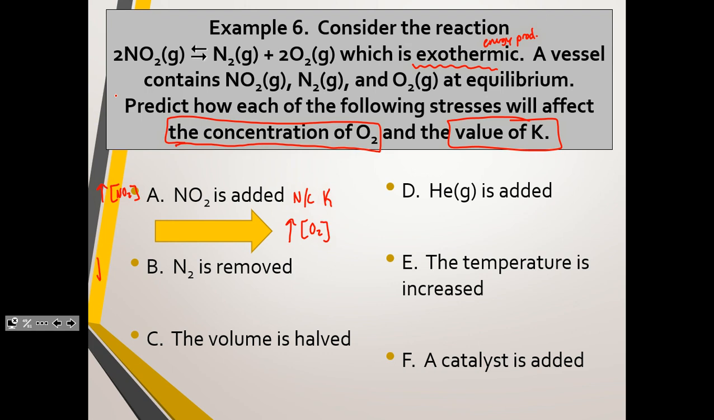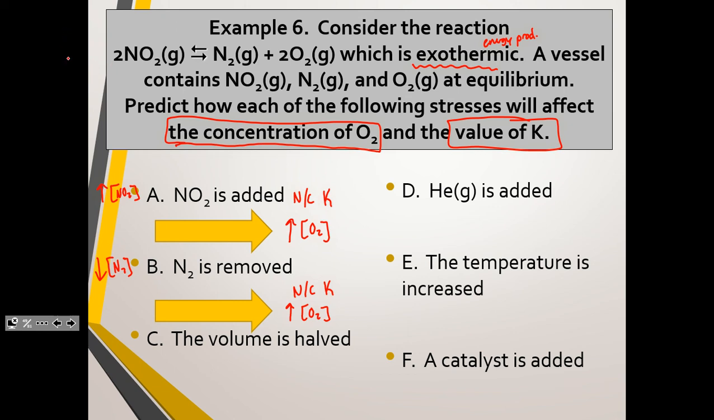If N2 is removed, we're decreasing the concentration of N2. Then we will create a hole on the product side, which will force equilibrium to the right, which means O2 is increased, and there will still be no change in the value of equilibrium once it's reestablished.